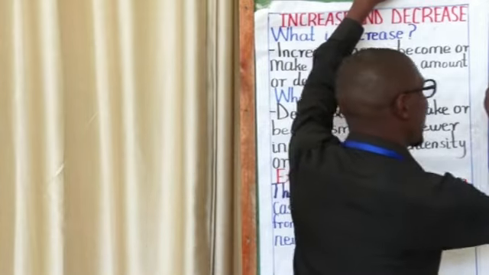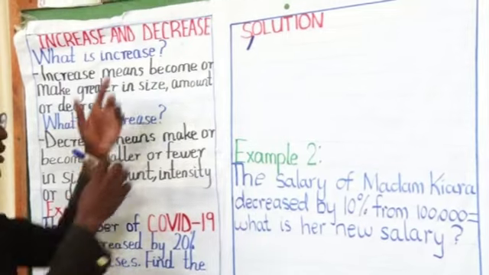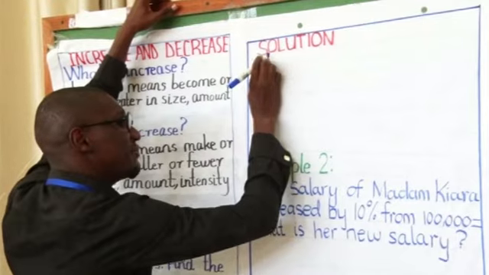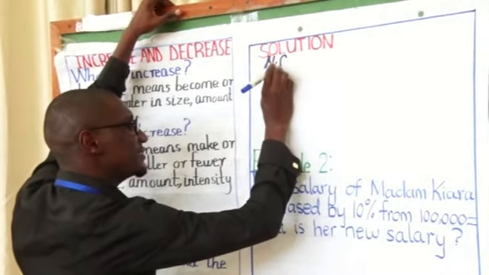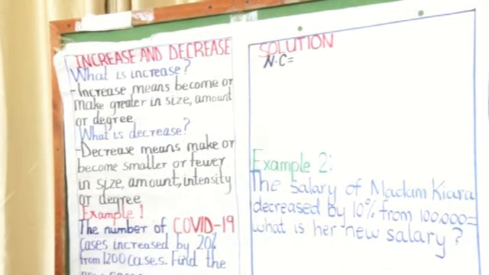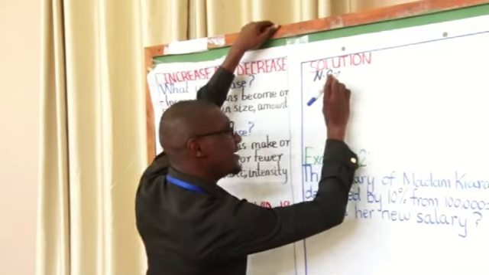You write here: solution. Now I'm writing short, but you understand. New cases can be represented by NC, which stands for new cases. New cases can be obtained by taking the old cases, which is 1,200. I can write it short as old cases.